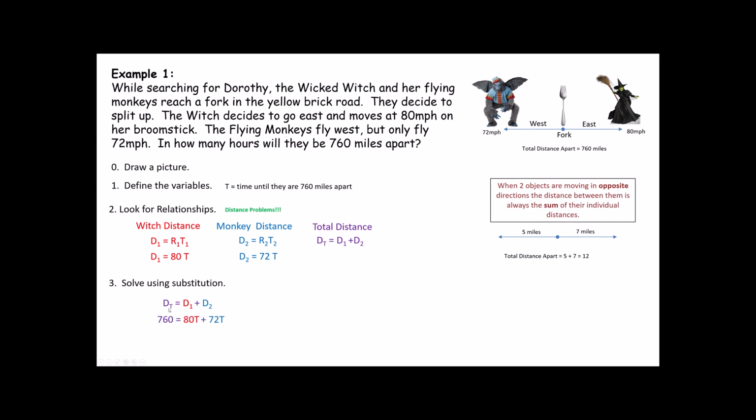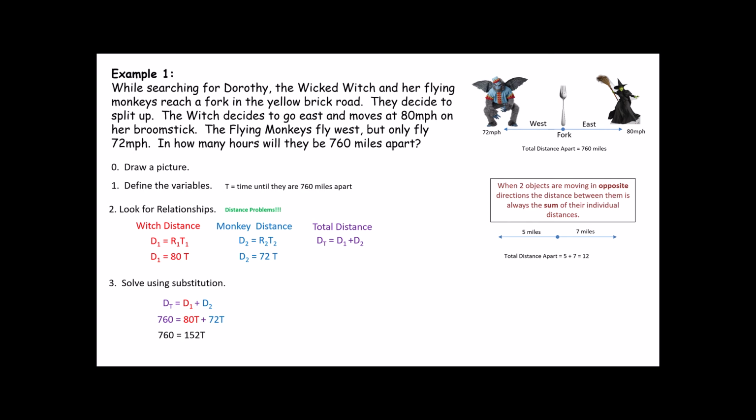I put the 760 in for my total distance. That was given to us in the problem. I put 80t in because I'm substituting from this equation. I put 72t in because I'm substituting from this equation. Notice you now have a single variable equation using t that we can solve.